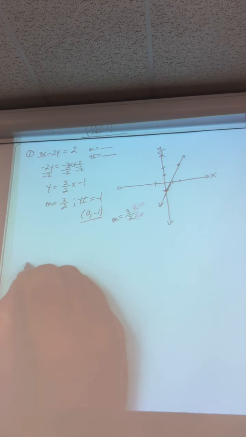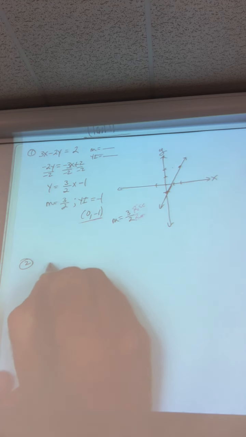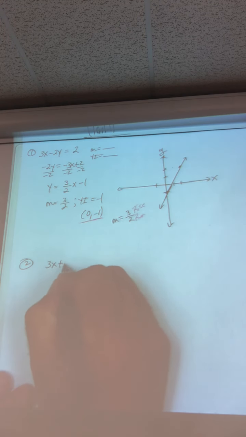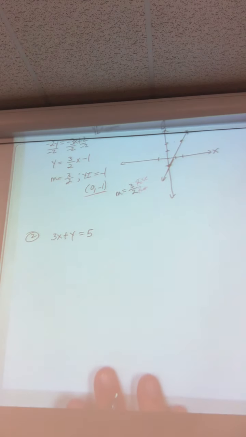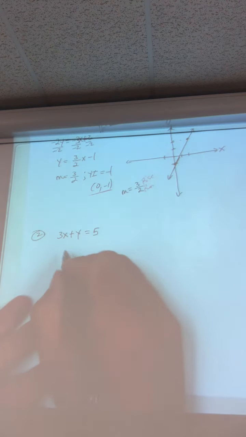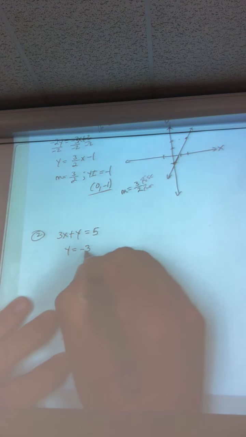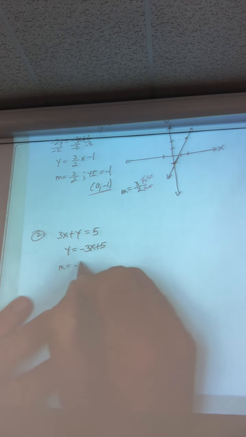Okay, let's just do one more. That'll be enough of this. So let's do 3x plus y equals 5. I want to take this equation and put it in slope-intercept form. That means solve it for y. When I do, I get y equals negative 3x plus 5. The slope is the number in front of x. The y-intercept is the number that's on the end.